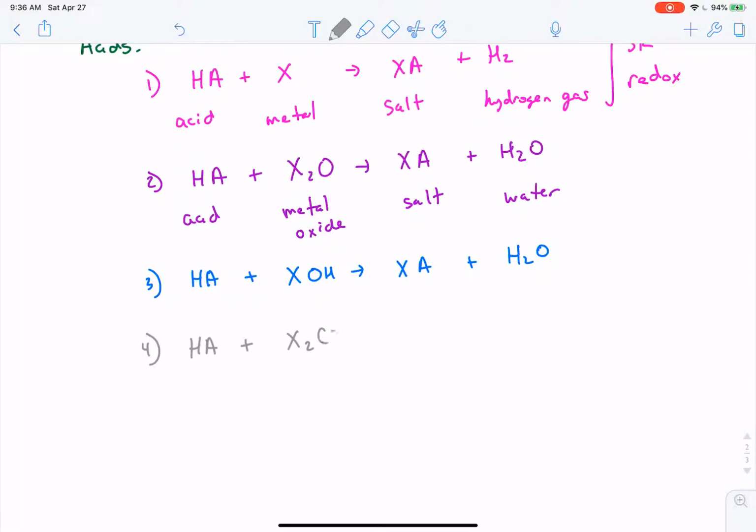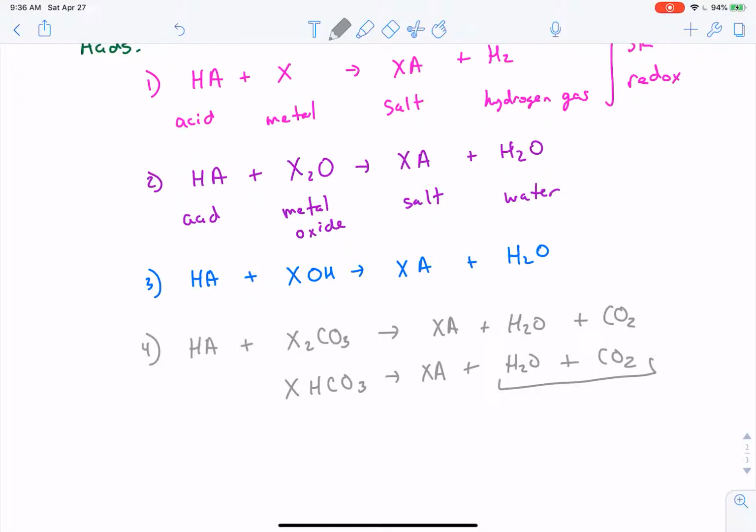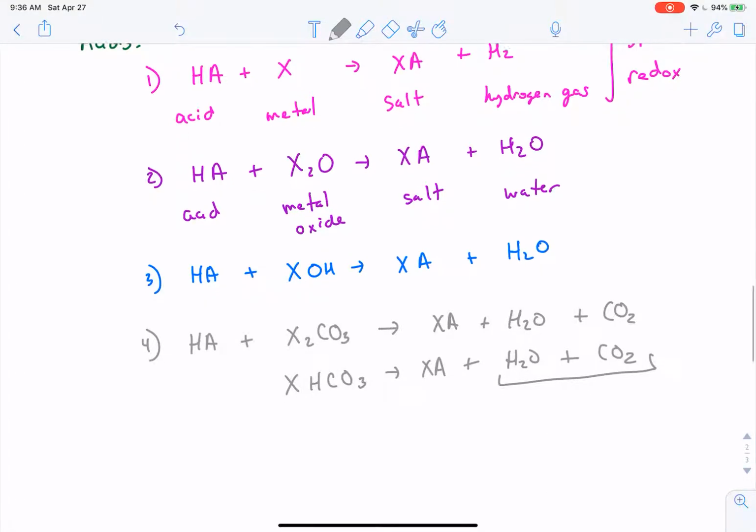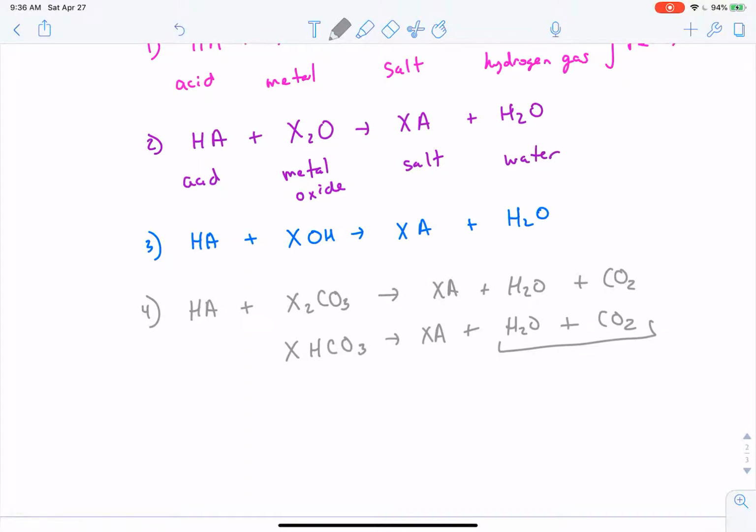You can do a metal carbonate or a metal hydrogen carbonate, and you'll get the same products. A salt and water and CO2. Exactly. Always write it as H2O and CO2 as products. Never write it as H2CO3, because that's not the way it exists. It releases CO2 gas, because CO2 gas isn't very soluble in water, so it actually breaks up.